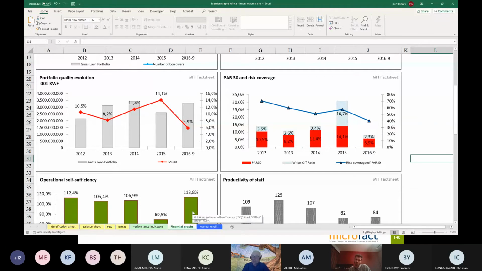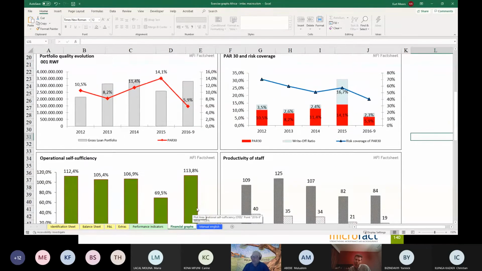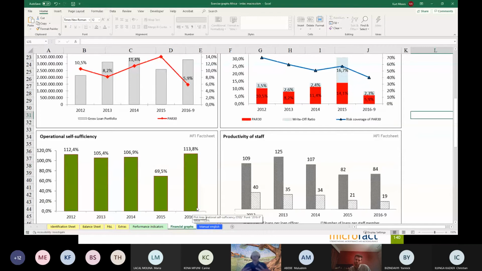This indicator, operational self-sufficiency, we will see later in this training. But here you can see how this actually works in reality when you are doing this in your accounting system. And the fact sheet makes it easy when you want to see what will be the effect, what if. If you are a little bit familiar with Excel, you can make that kind of hypothesis and see the effects of changing one figure.